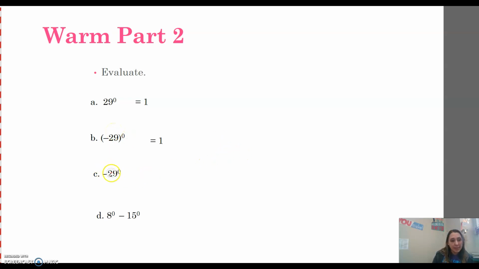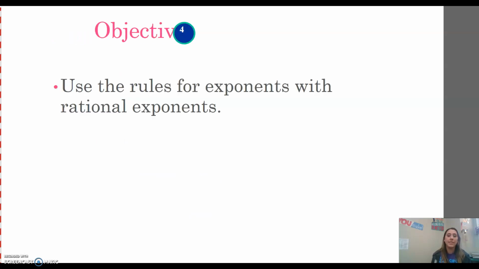Now remember, this 0 is only going to go to what it's touching. So it's going to be negative 1 times 29 to the 0 power, which is negative 1. And then we have 8 to the 0 power minus 15 to the 0 power, which is 1 minus 1, which is 0.